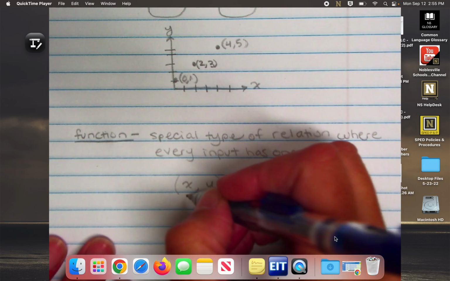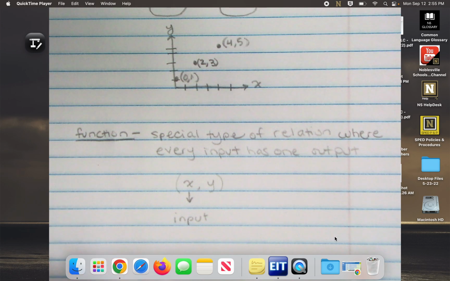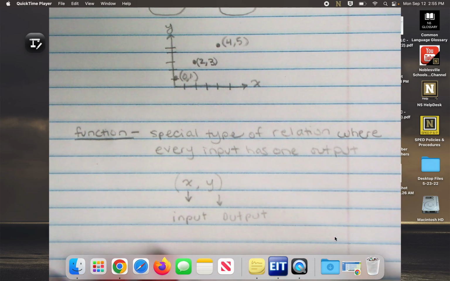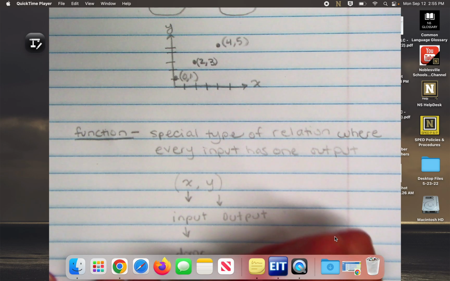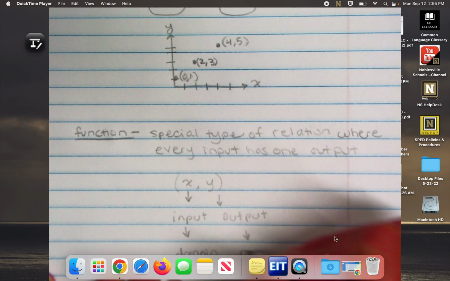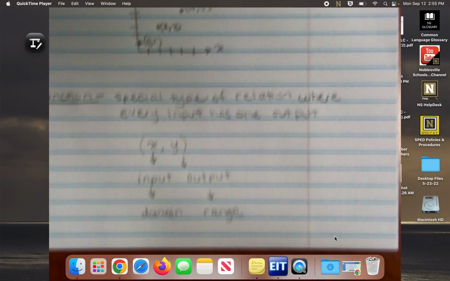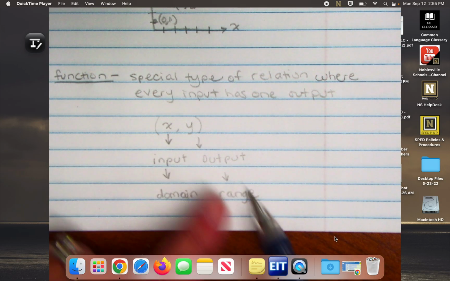Okay? So the other name we have for X is input. Right? That's our input that was going into the machine. We did something to it. The output was the Y. Okay, so Y is output. X is input. They also have another name, domain and range. Right? So X is the input, domain, and Y is the output, range.